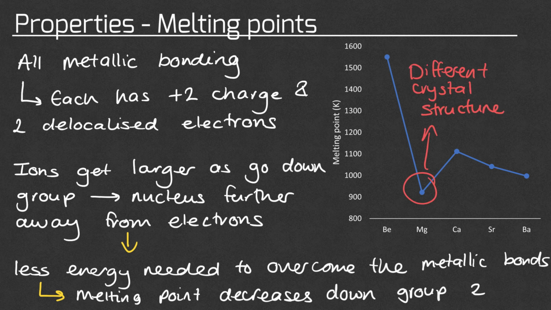Now, magnesium has a different crystal structure from the other elements in group 2, and this has a big effect on its melting point. Crystal structures is not something which is covered in A-level chemistry. If you do degree level chemistry, you look at all the different types of crystal structures these substances can have, and that will help explain why the melting point is different. But for this topic, you just need to be aware of the general trend that the melting points decrease as you go down group 2.